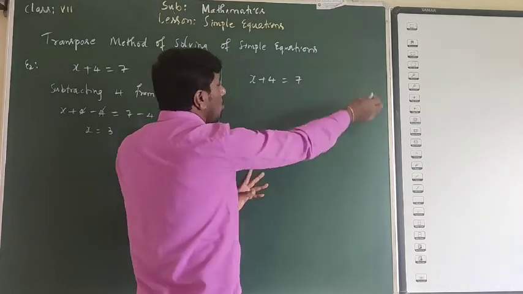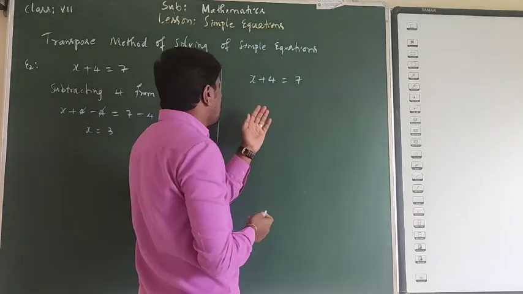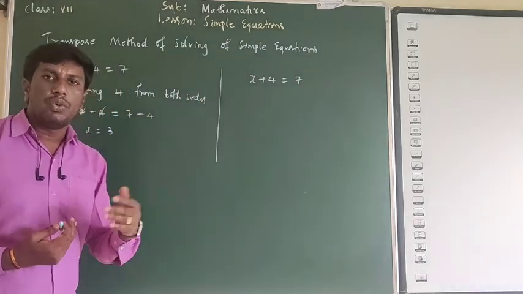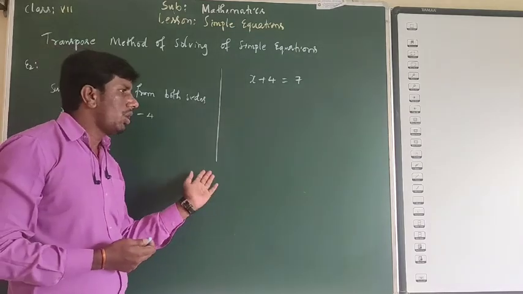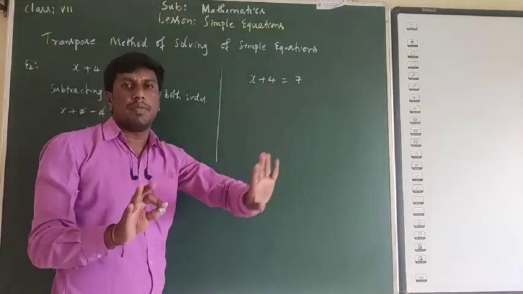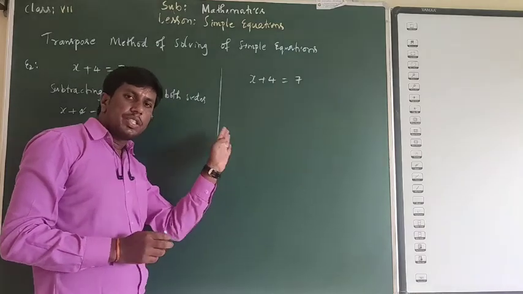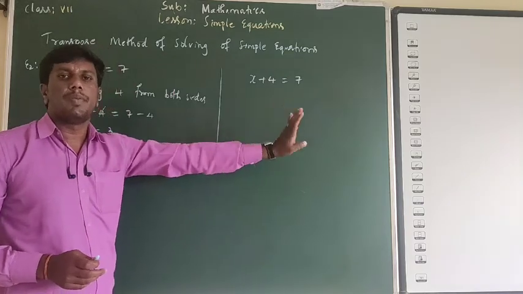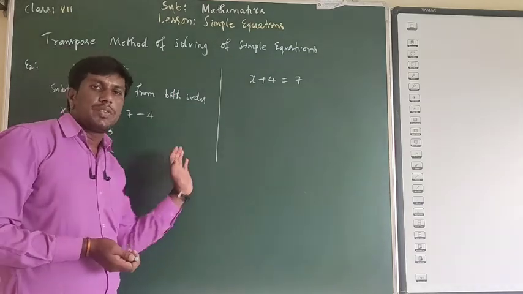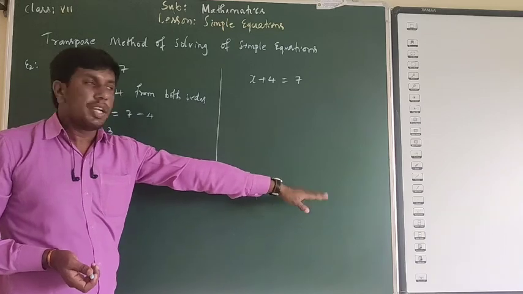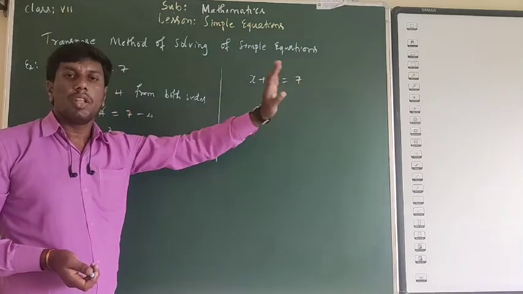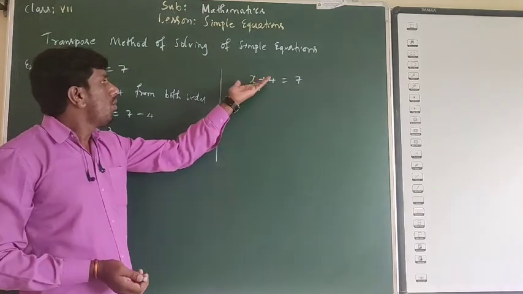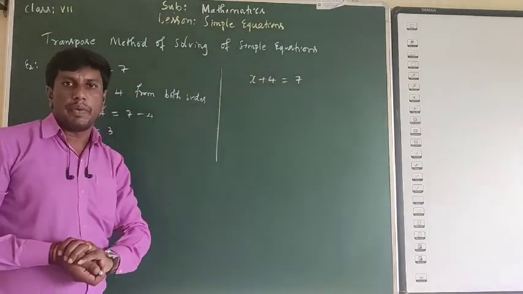I will transpose 4 to the RHS. If I transpose a value to the other side, the sign of that value is going to change. Here it is plus 4. If I transpose it to the other side, it will become minus. If here it is minus 4, then if I transpose minus 4 to the other side, it will become plus. So if I transpose a value to the other side of the equal sign, then the sign of that value is going to change. Very, very important. We are going to solve the equations by using this method.